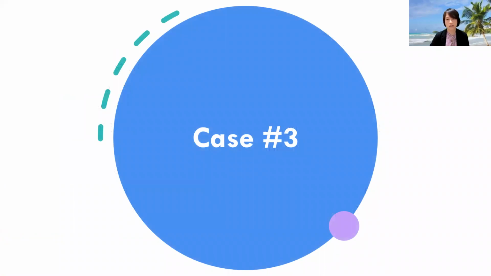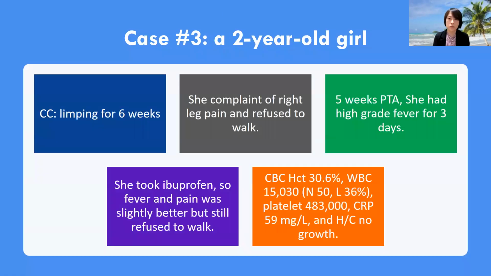So the last case is case 3, a 2-year-old girl who presented with limping for 6 weeks. She complained of right leg pain and refused to walk. A week later, she had high-grade fever for 3 days. She took ibuprofen and the fever and pain were slightly better, but she still refused to walk for no reason.